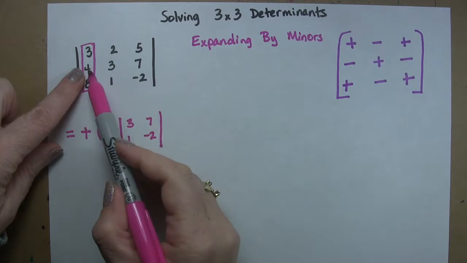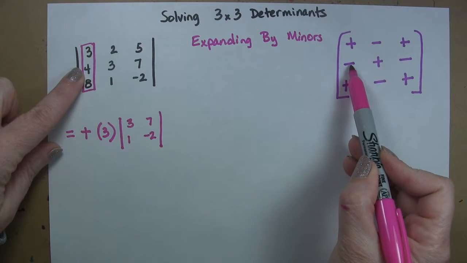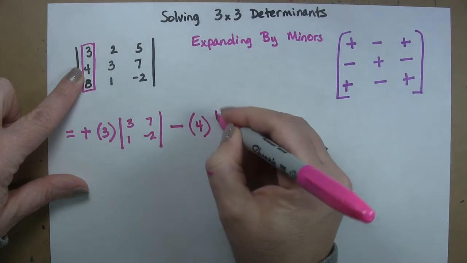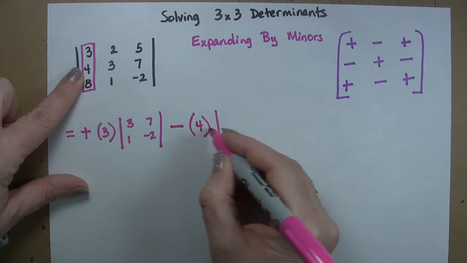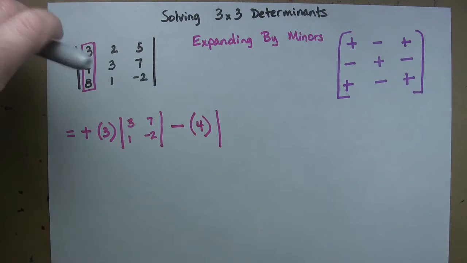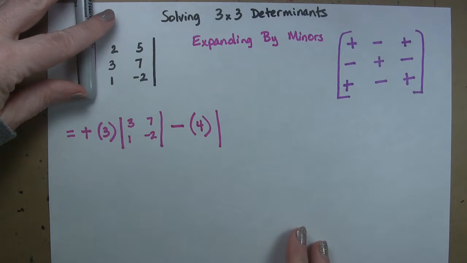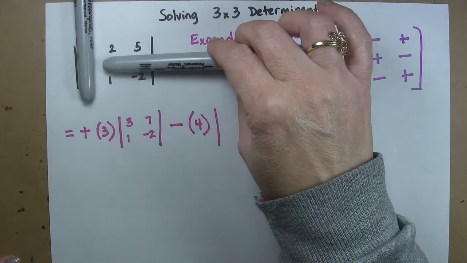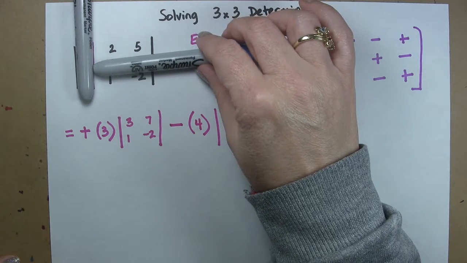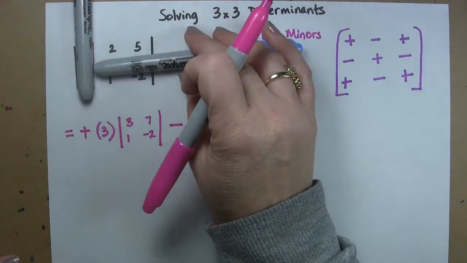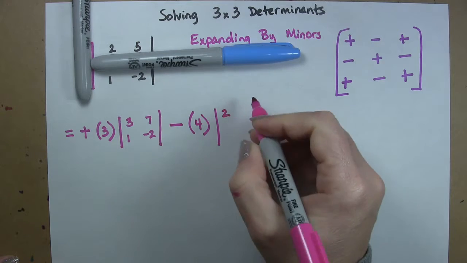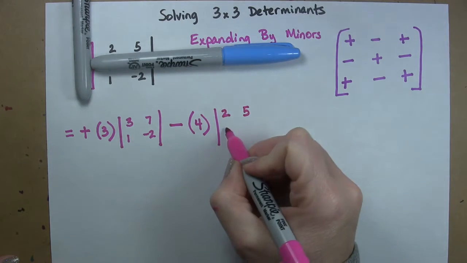Now, we move to number 4. We need a minus sign here before the number 4, because the 4 goes with the minus sign, so minus. And then I do a 4, and then I'm going to multiply this 4 by the minor. What is the minor, you say? Well, we're going to cut off the column that the 4 is in, and we're going to cut off the row that the 4 is in. There we go. And what is left is hard to read, but that is our 2x2 determinant. So that will be 2, 5, 1, negative 2.